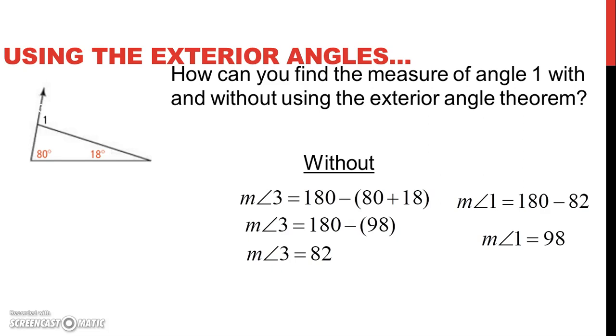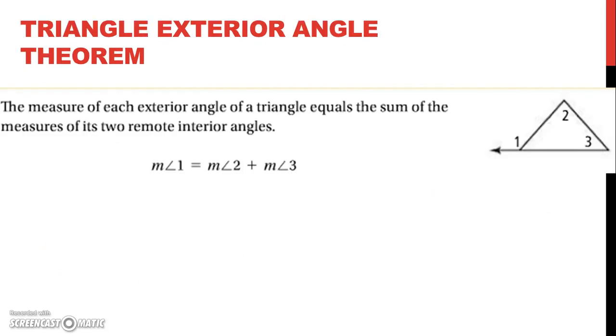So notice that we did 180 minus and then 180 minus, which completely goes around in a circle. The exterior angle sum theorem is that you add the remote interiors, 80 plus 18, and you have your answer. Angle 1 is 98 degrees. So here's the theorem. The exterior angle equals the remote interiors added together, the sum of the remote interiors. So angle 1 equals angle 2 plus angle 3.